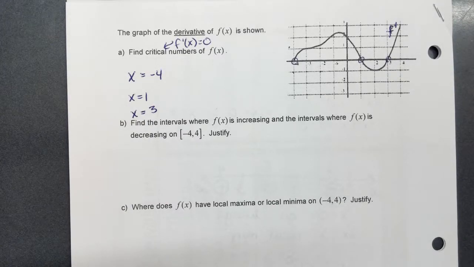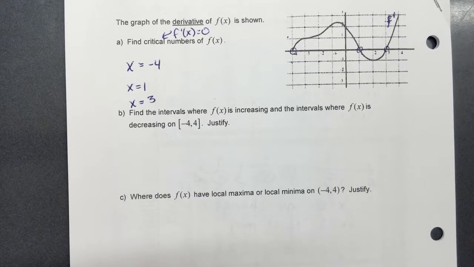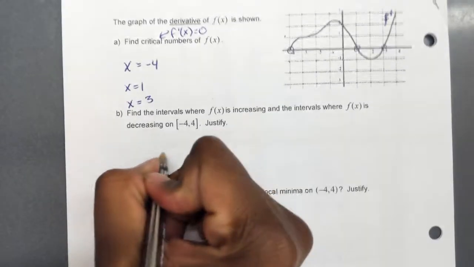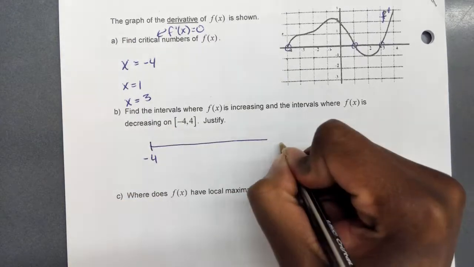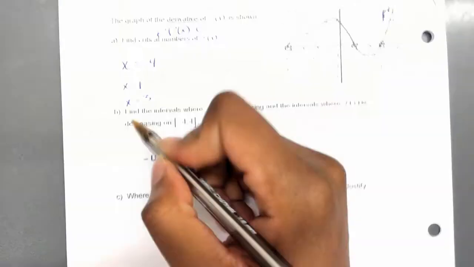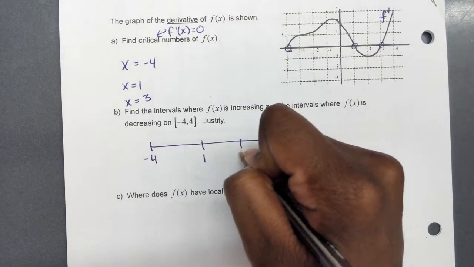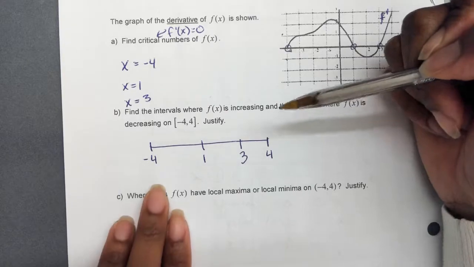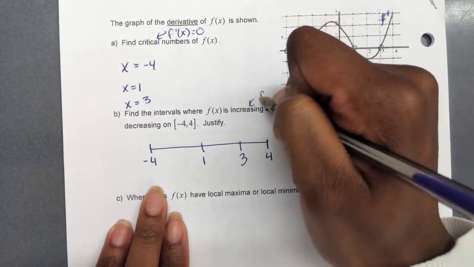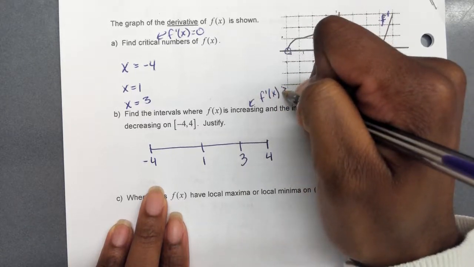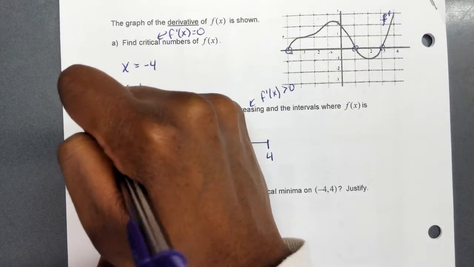The next piece says find intervals when f of x is increasing and intervals when f of x is decreasing. So if we draw our number line, we're going from -4 to 4. We know our critical points are -4, 1, and 3. And if we're looking for when it's increasing and decreasing, increasing is when f prime of x is greater than 0. Decreasing is when f prime of x is less than 0.